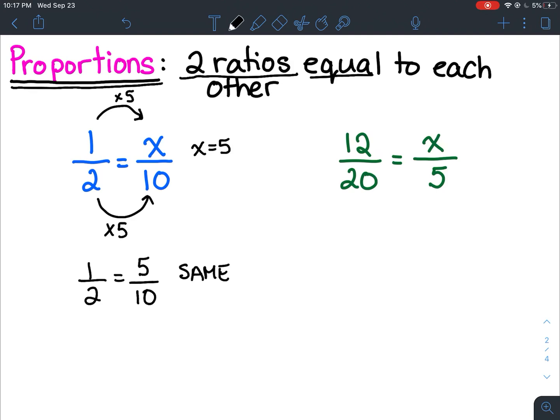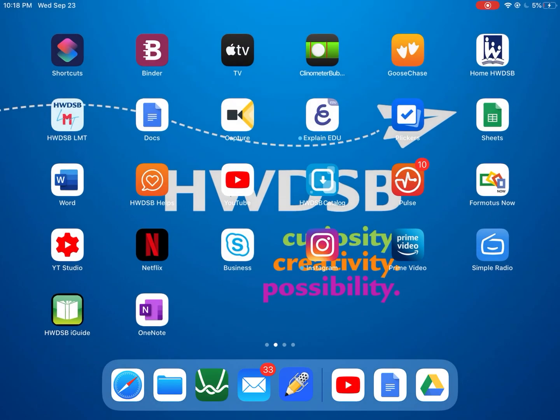Okay, the green one, 12 over 20 equals x over 5. So we're trying to figure out what is this? What is that guy? So if I look closely, I can see that my 20 must have got divided by 4 in order to turn into a 5. So I know 20 divided by 4 is 5. So now I have to do the same thing to the top, to divide it by 4. And 12 divided by 4 was 3. So now I know that x is equal to 3.